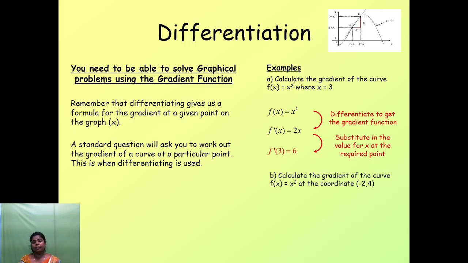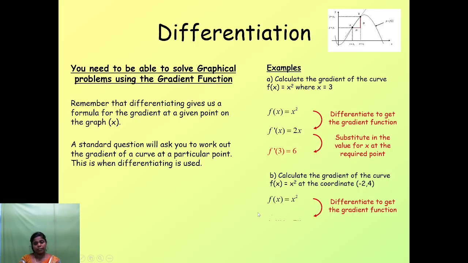Next one, calculate the gradient of a curve. f of x is equal to x square and the coordinate is minus 2, 4. Here the coordinate point is minus 2, 4, so x is equal to minus 2 and y equal to 4. Given that f of x is equal to x square and x is equal to minus 2, we substitute x equal to minus 2, a particular point.